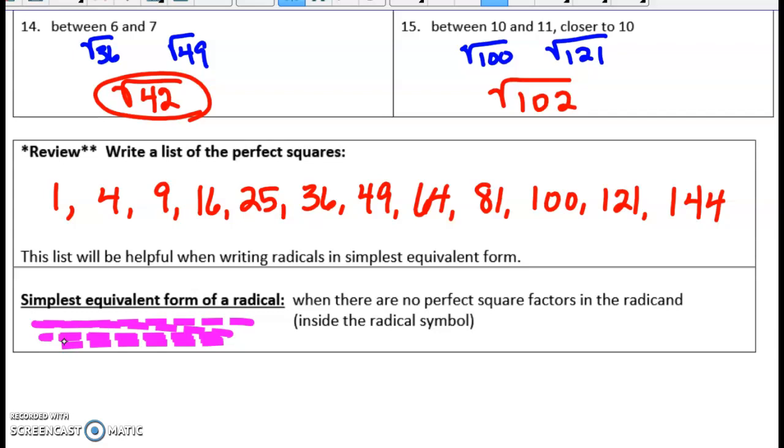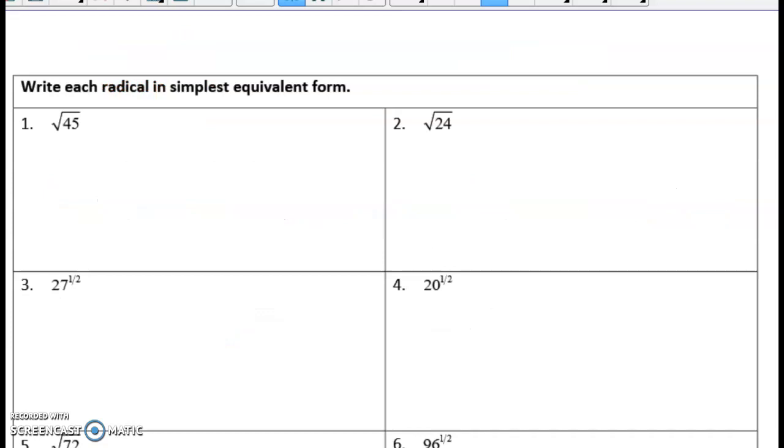And what I mean is not like, you know, it's between 6 and 7, but come up with a radical form. So I'm going to do quite a few examples, but you need to have your list of perfect squares handy. So my list of perfect squares, remember, I can write a few down here. I got to change my pen or it's not going to work. 1, 4, 9, 16, 25, 36, 49.